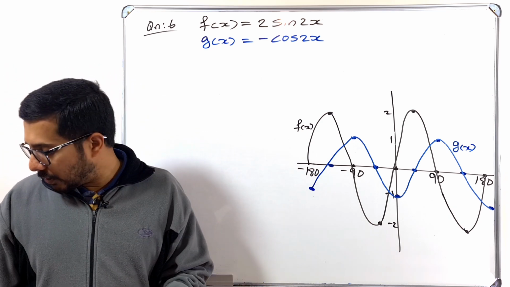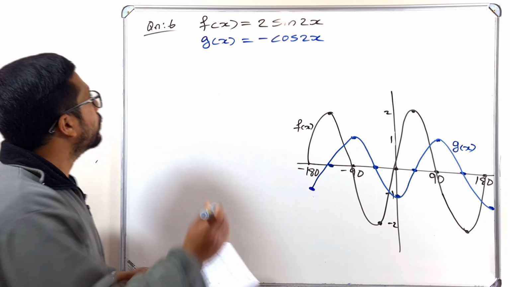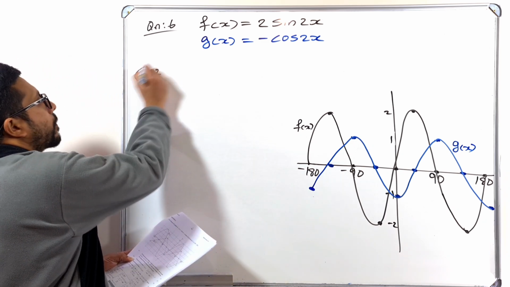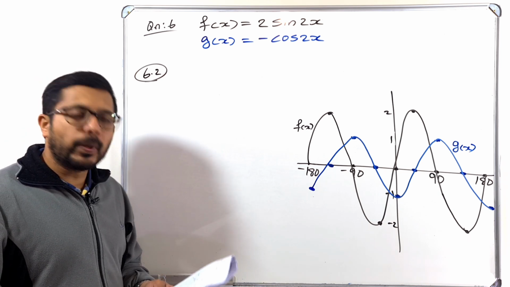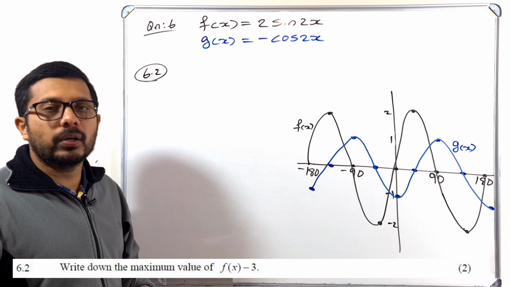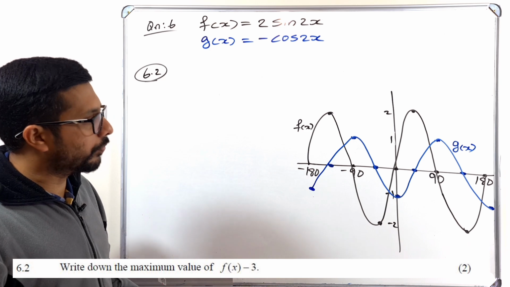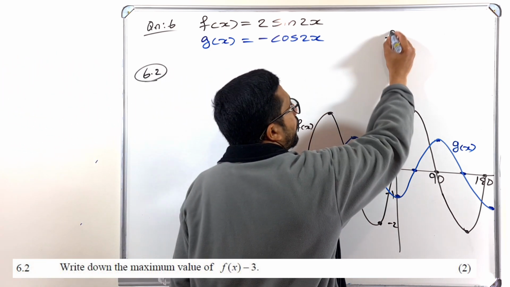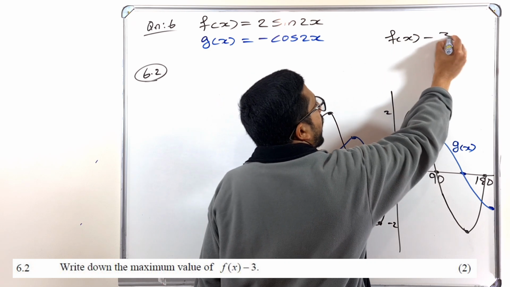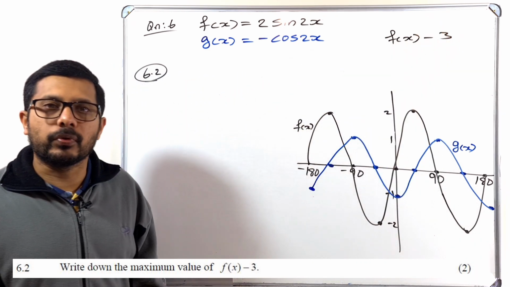Now let's move to the next question, 6.2. What is that question? Write down the maximum value of f of x minus 3. You have to write the maximum value of f of x minus 3.